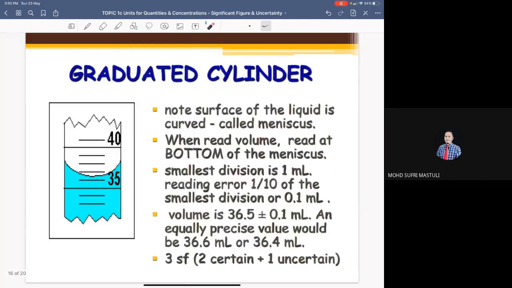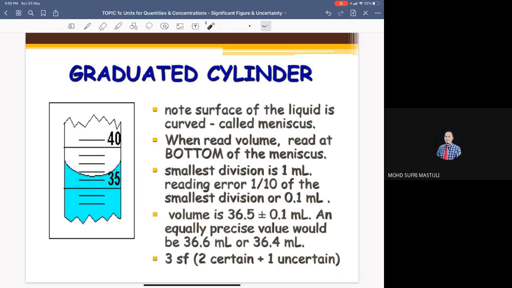However, in this case, the smallest division is 1: 35, 36, 37, 38, 39, 40. So the reading error is 0.1. In between these, we can consider 35.01, 35.02, 35.03, 04, 05, 06, 07, until you get 36.